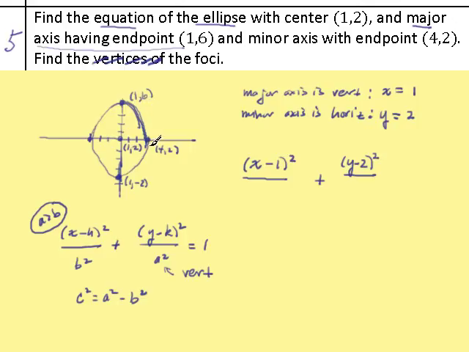Now, we drew this picture, so we see what a and b are. So a is, since we had this point (1, 6), we see that a is 4 units, 1, 2, 3, 4 units above. That's going to be our value for a. So a is 4. Remember, a is half the length of the major, and b is half the length of the minor. So b goes from here to here. B is 3.